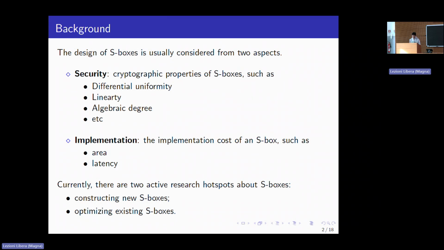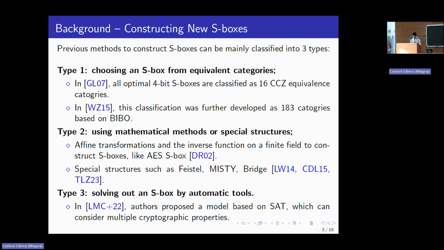Currently, there are two active research hotspots about S-boxes. One is constructing new S-boxes, another is optimizing the existing S-boxes. And I will introduce them both. The previous methods to construct S-boxes can be mainly classified into three types, and type 1 is to choose an S-box from equivalent categories.